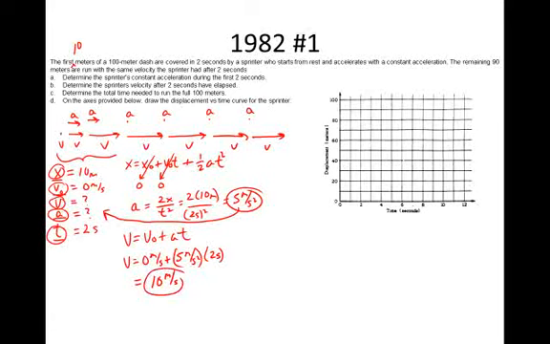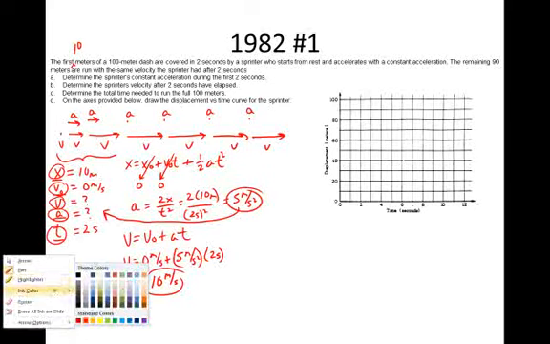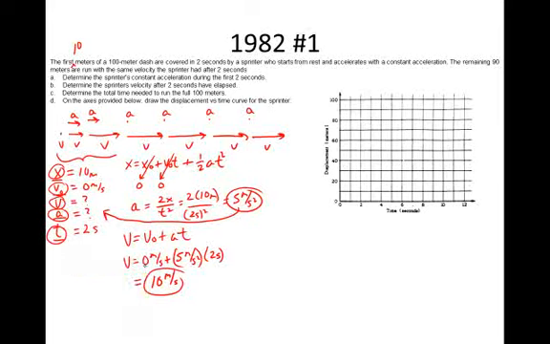Question C says, determine the total time needed to run the full 100 meters. Well, the first part, the part where they're accelerating, we know that that part will take 2 seconds. So we know, let me use a different colored pen here, that this part here will take 2 seconds. The question is, how long will this part take?